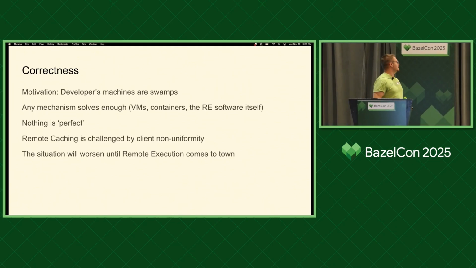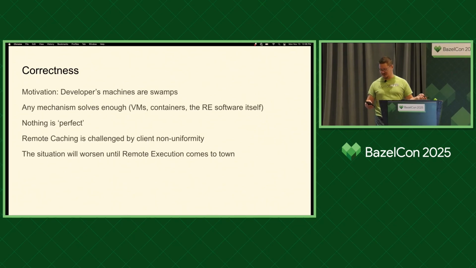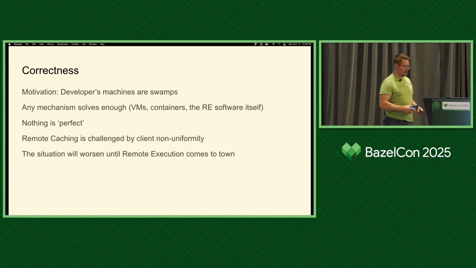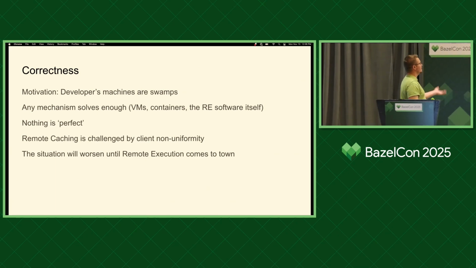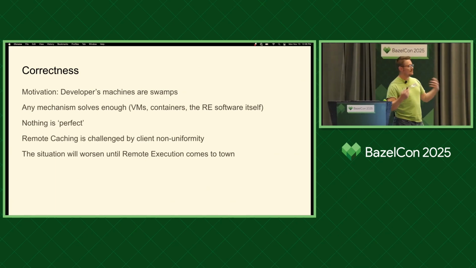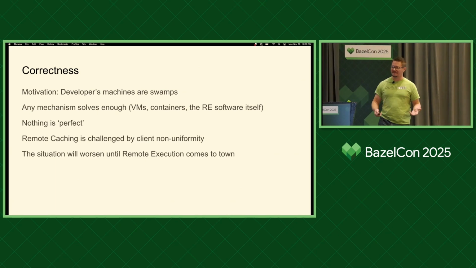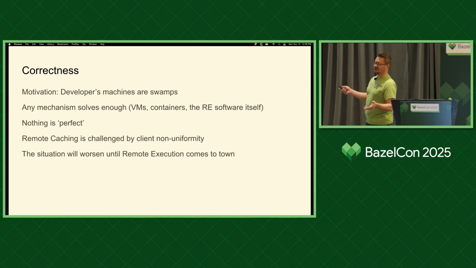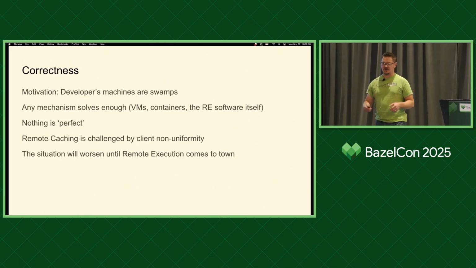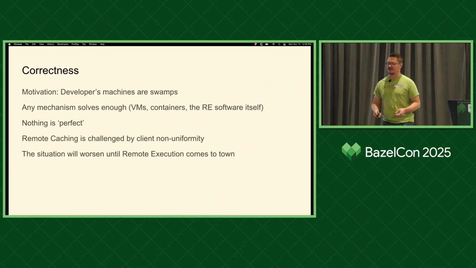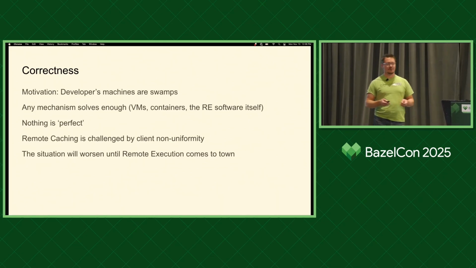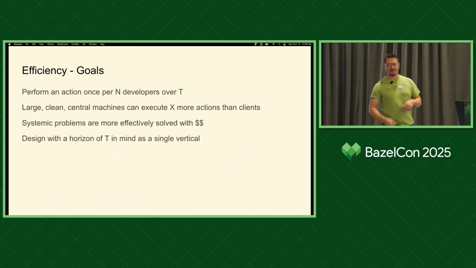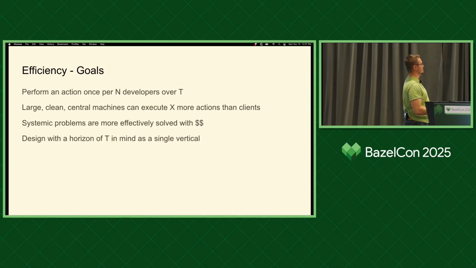Correctness is sort of the easy side of this. The motivation is that developers' machines are swamps. Every one of them has a libz upgrade that they did 10 years ago, and they have no idea why. Nothing associated with this is perfect, but any mechanism that you do, for the most part, solves enough. You will find areas in which your remote execution machine heating up in the data center causes some problem associated with the ability to reproducibly recreate your build, but these situations can be alleviated. A lot of systems work around it and push past it to try and create reproducible environments.